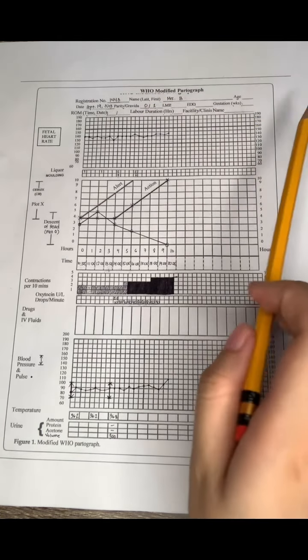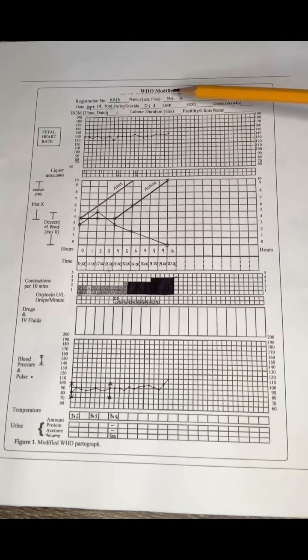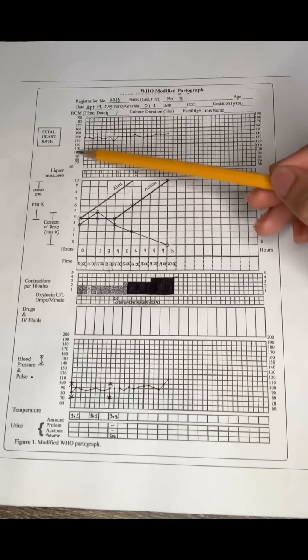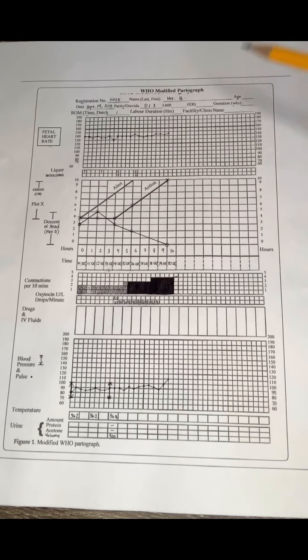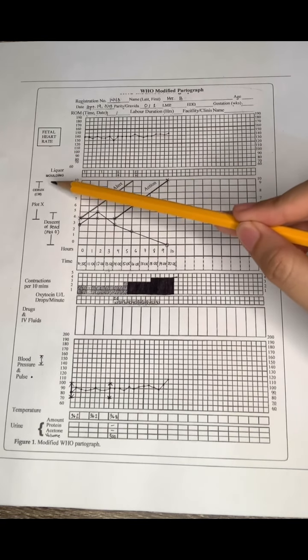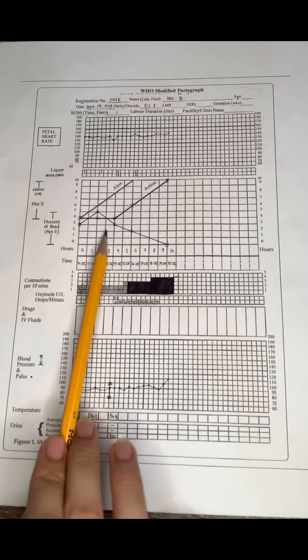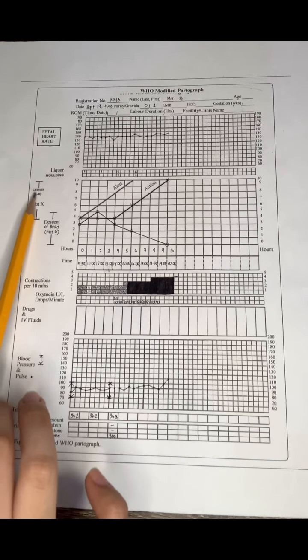So fill out this upper portion of the partograph form. The patient's name is Mrs. B, 1443 the registration number, the date, and the para and gravida. This graph is for plotting the fetal heart rate. This one is for the liquor and molding. Then this one is for plotting the fetal head and the cervix dilation.